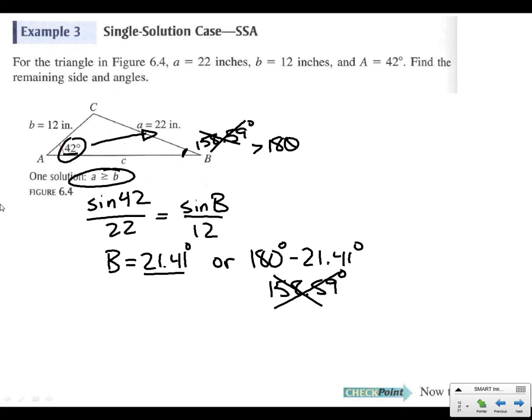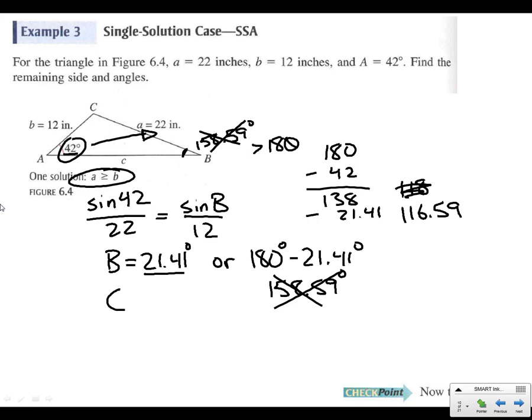All right, and then from there we need to find our last angle. We can subtract from 180, so 180 minus 42 is 138. Minus 21.41 is, what do we have here? 116.59. So we figured out angle C, 116.59 degrees. And then we'll use our law of sines again to find side C.